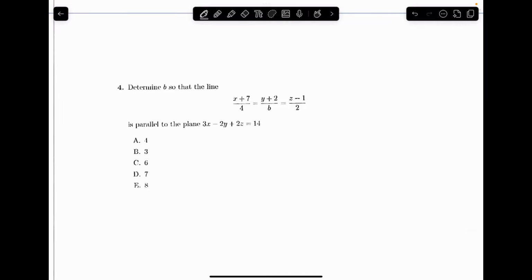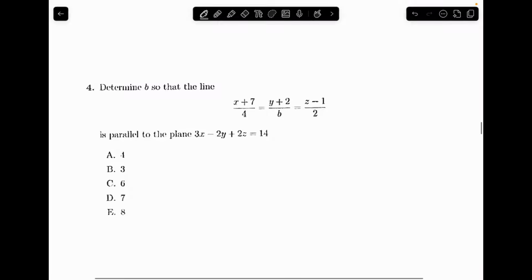Question 4, determine b so that the line (x plus 7) over 4 equals (y plus 2) over b equals (z minus 1) over 2 is parallel to the plane 3x minus 2y plus 2z equals 14. If we remember, a plane is defined by its normal vector, and the coefficients in front of the variables, in this case 3, negative 2, and 2, give the normal vector. So the normal vector is 3, negative 2, and 2.